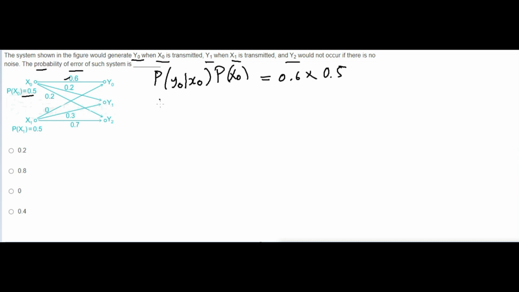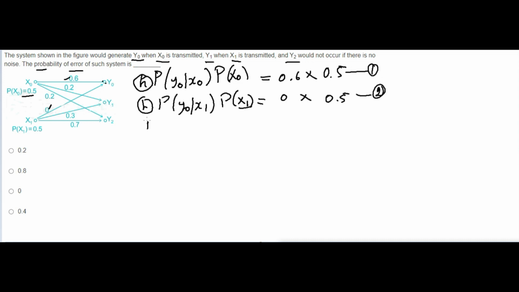The next one, we want p of y0 given x1 into p of x1. So y0 with respect to x1, what is this? Listen here, between y0 and x1 there is no line, 0 is available, is it right? So it will be 0 into p of x1, which is 0.5. So it is 0. When you compare, this is higher and this is lower. So you can get a conclusion from 1 as well as 2: p of y0 given x0 into p of x0 is greater than p of y0 given x1 into p of x1.